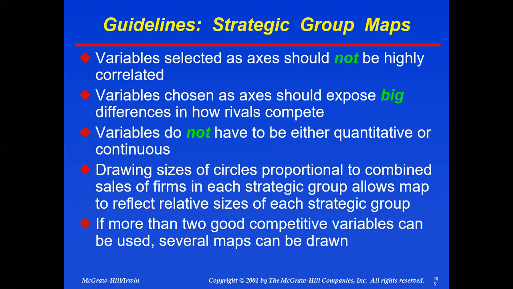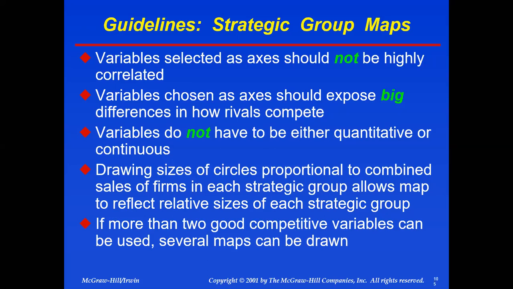There are certain guidelines for strategic group maps. The first guideline you need to focus upon is about variables. It is said that the variables selected as axes should not be highly correlated. Number two, variables chosen as axes should expose big differences in how rivals compete. Number three, the variables do not have to be either quantitative or continuous. Number four, drawing sizes of circles proportional to combined sales of firms in each strategic group allows the map to reflect relative sizes of each strategic group.